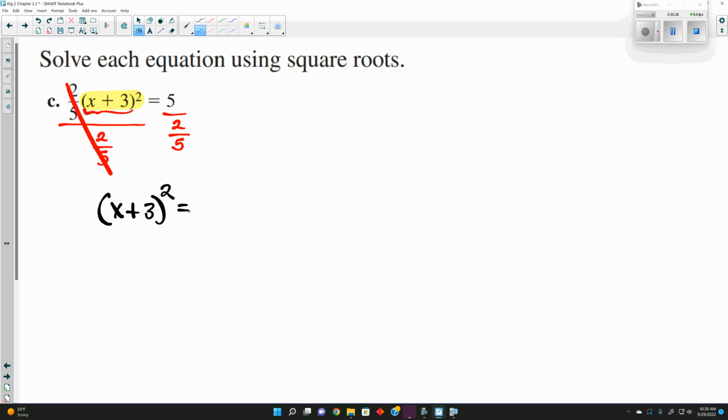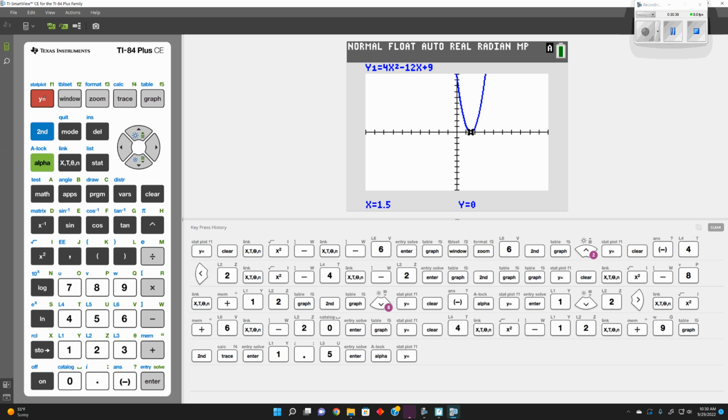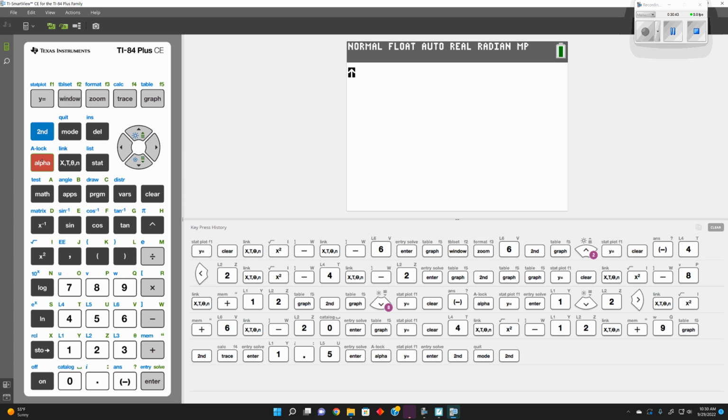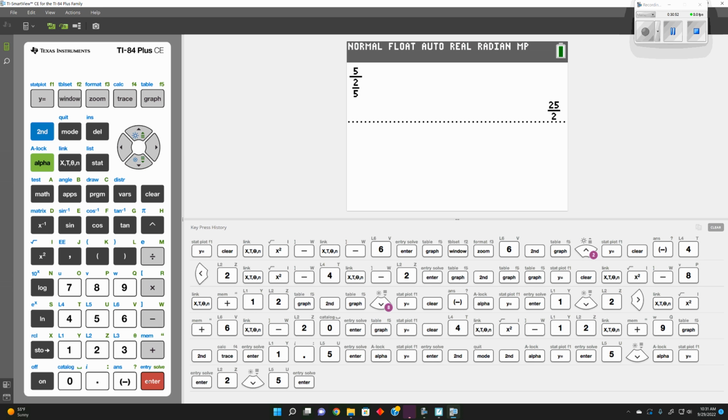Now we could have multiplied it by 5/2. Because 2/5 divided by 2/5 is 1. Now on the other side, we can type it into the calculator: 5 over 2/5, and it'll simplify to 25 over 2.